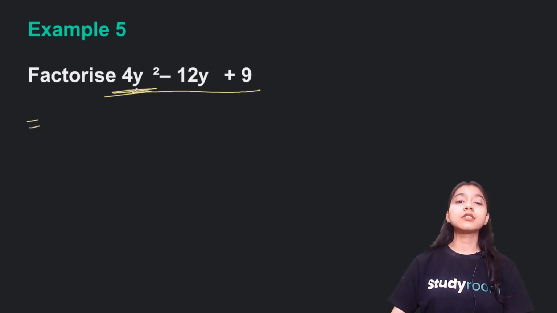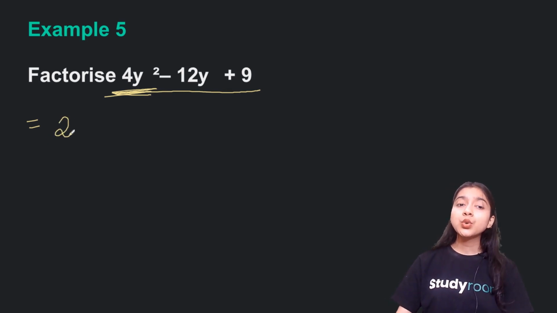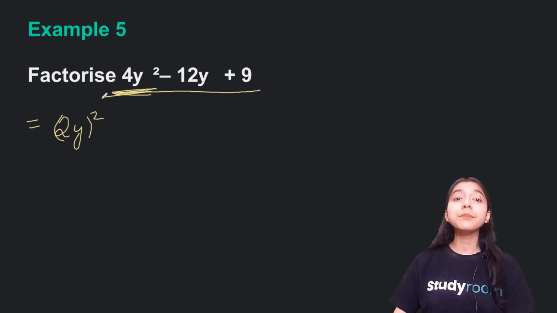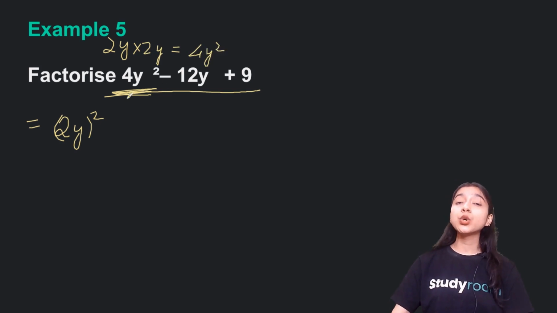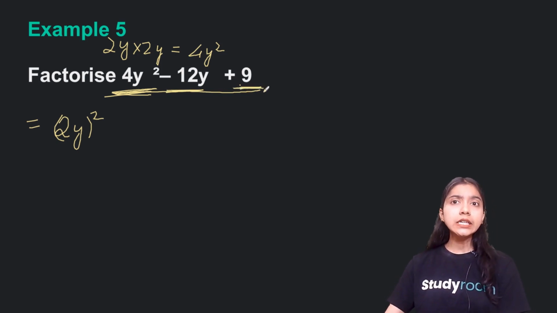This 4y square is the first term. It can be broken down and written as 2y whole square, isn't it? Because 2y whole square means 2y multiplied with 2y, which is equal to 4y square. So what I did, I wrote 4y square in this form, 2y whole square. Now just forget this middle term first and then focus on the third term. The third term is 9.